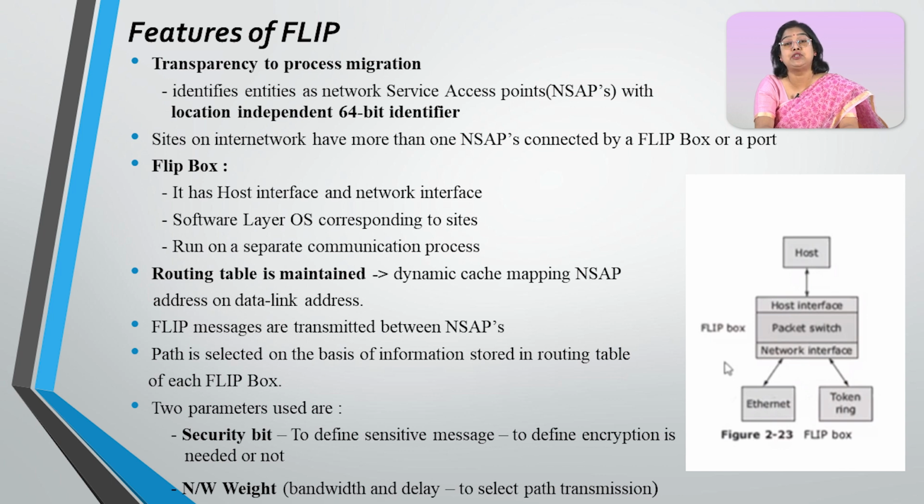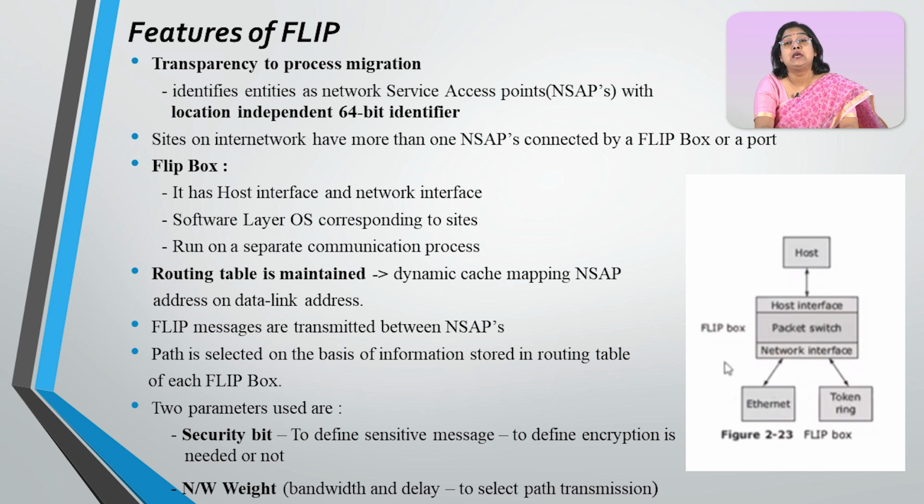Transparency to process migration: FLIP identifies entities as network service access points, NSAPs, with location independent 64-bit identifier. That is, all service access points have a 64-bit location identifier. Sites on internetwork have more than one NSAP connected to a FLIP box or a port. The FLIP box has host interface to connect to a host, packet switch to manage communication, and the network interface to connect to other ports through Ethernet or token ring.